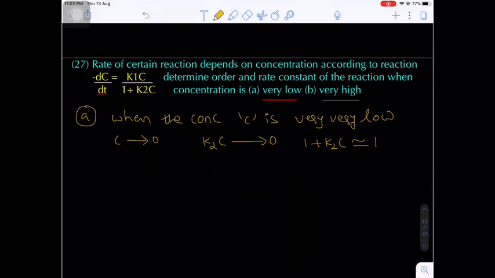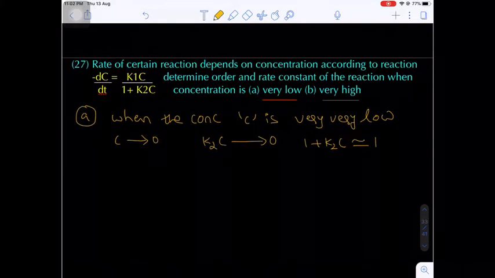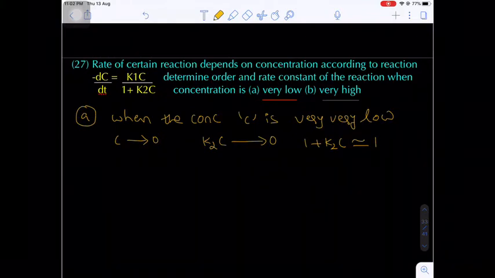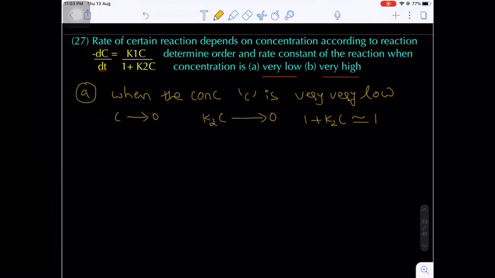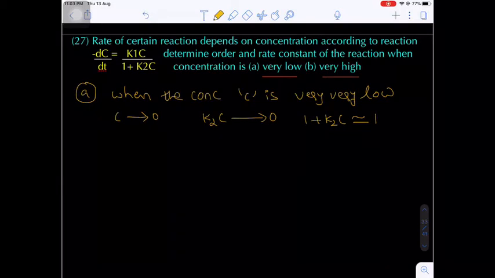Rate being 0 has no meaning, because it is not possible. During the course of a reaction, what happens? The concentration of reactant slowly decreases. Are you getting my point? So rate will be 0 only if concentration is 0, and concentration being 0 has no meaning.